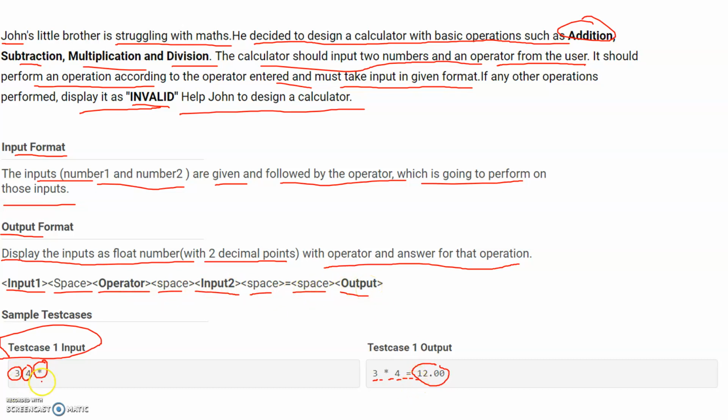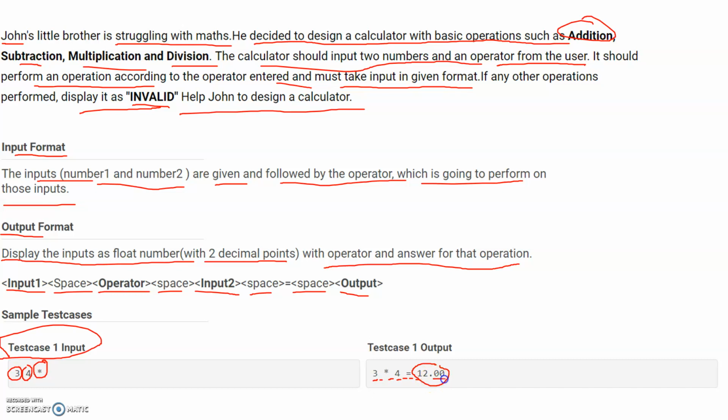But as we are taking input as integer, we will never get these two zeros at the end, right? Because 3 into 4 will simply give 12. If you convert into float also, you will get 12.0, not 12.00. Suppose you apply typecasting, and 3 into 4 gives 12. Now if you convert this integer 12 to double, then also you will get 12.0. If you convert into float, then also you will get 12.0.